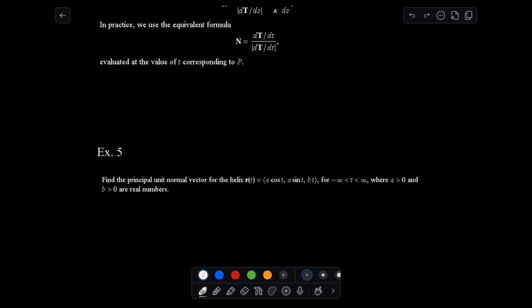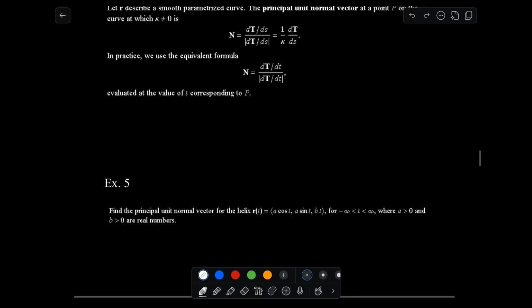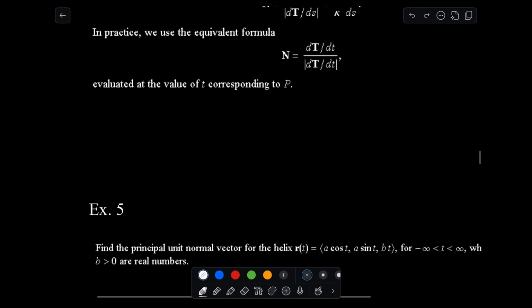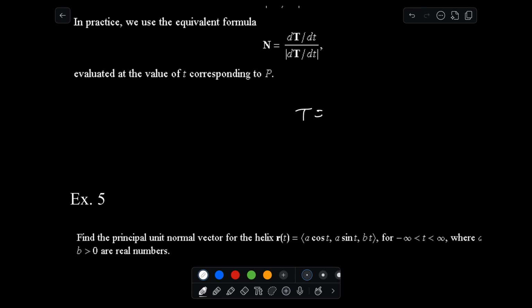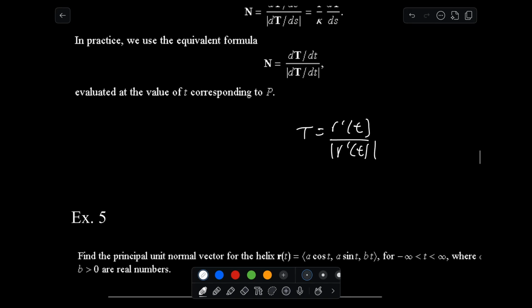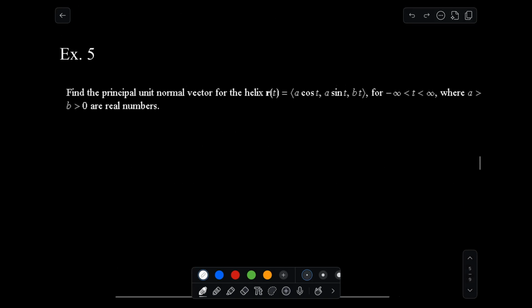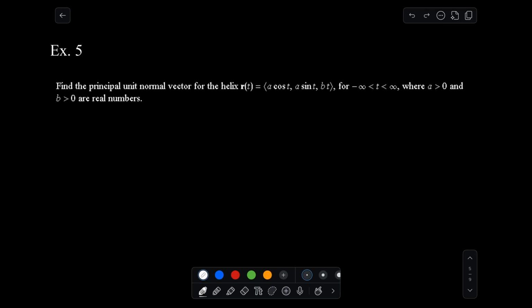Example 5 says to find the unit normal vector for the helix. And this is just taking the same process that we did earlier, where we solve for T equals r prime of t over magnitude of r prime of t, take the derivative of this, and then take it over the magnitude of the derivative, right? This is a pretty straightforward process, so just try this on your own, feel free to pause the video. Let's get right into it.